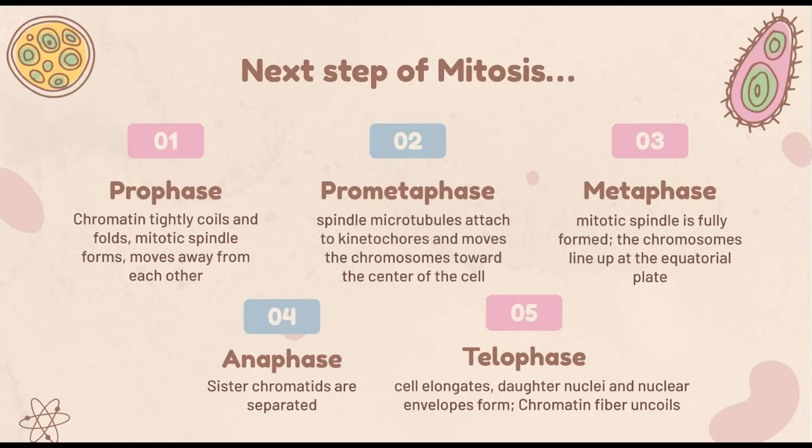And in anaphase, sister chromatids are separated. Finally, in telophase, the cell elongates, and the daughter nuclei and nuclear envelopes are formed. When the two cells are separated, the chromatin fibers uncoil.